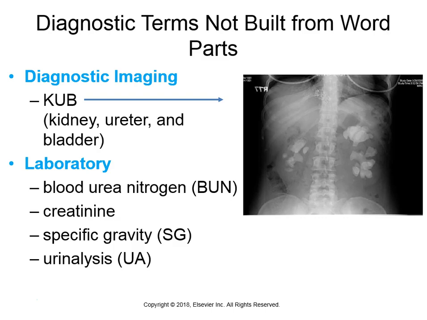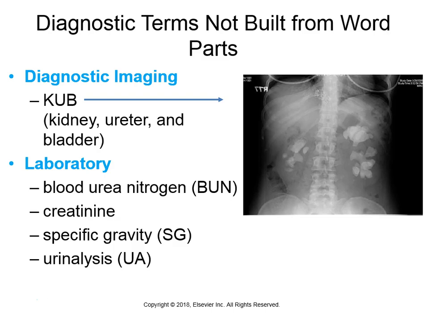Looking at ones that are not from word parts, in terms of diagnostic imaging, we have a KUB. And this is looking simply at the kidney, the ureter, and the bladder, which is why it's called that. It's basically an abdomen x-ray, and they're looking for things like kidney stones or obstruction. So it's like a chest x-ray, except shifted down to the abdomen.